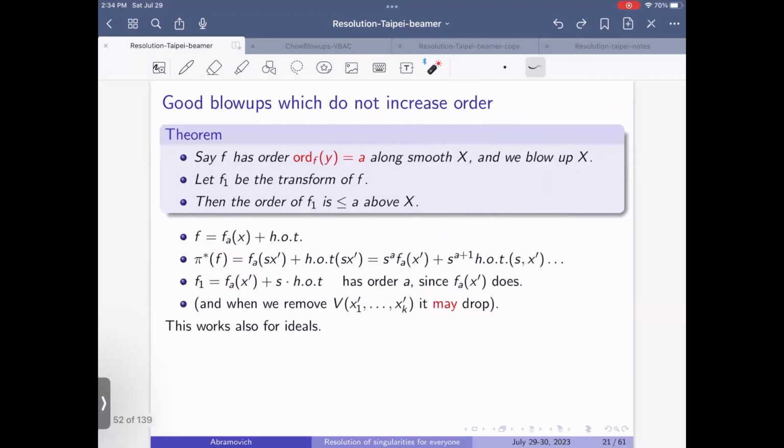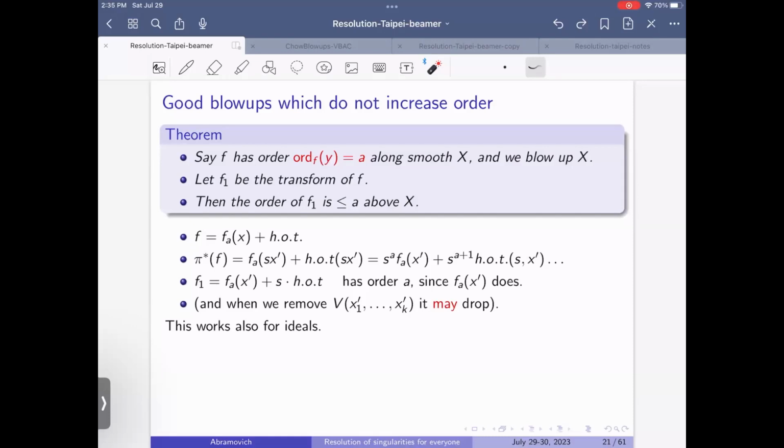Of course, if we look at the locus where we remove the vanishing locus of all the xi prime, the order may drop because there might not be any more points of order A. But if we didn't remove enough, then it may not. But the only thing I wanted to show you is that the order does not increase. That good blowups do not mess up too much. And I'm just telling you, this also works for ideals. It also works for weighted blowups, as we'll see in a minute.